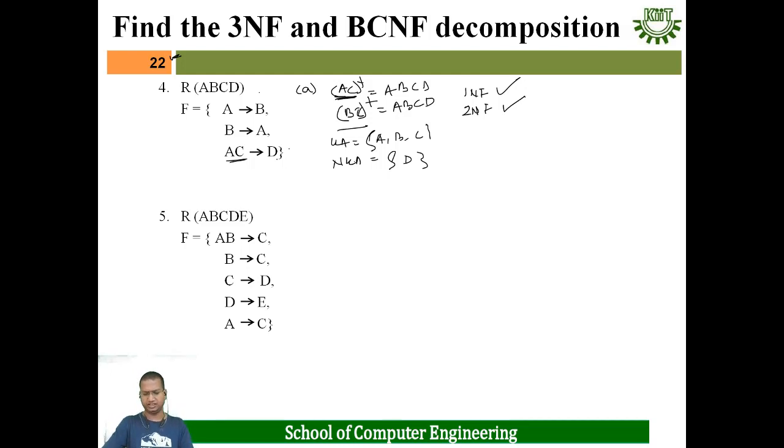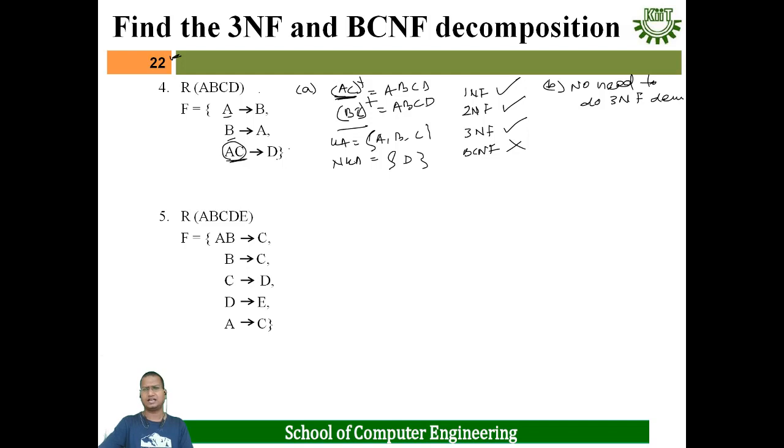Now check for 3NF. Is a transitive dependency present? No, transitive dependency is not present. That means it is in 3NF. Then check for BCNF. Is it in BCNF? Are the left-hand sides all keys? Yes, AC is a key, no problem. But A and B are not keys. That's why it is not in BCNF. And as it is in 3NF, no need to do 3NF decomposition. Okay, this is in 3NF.